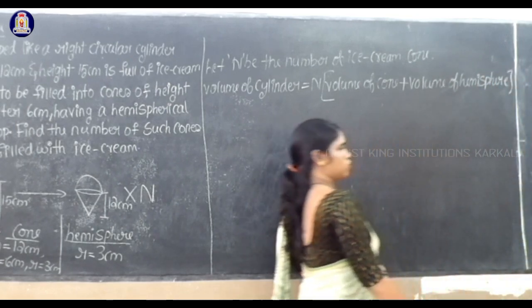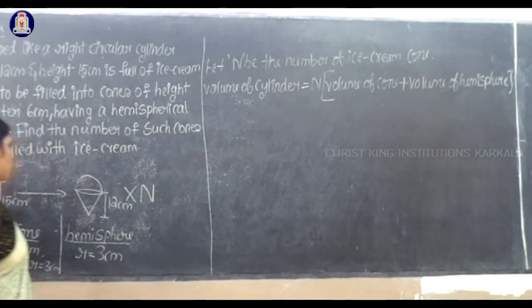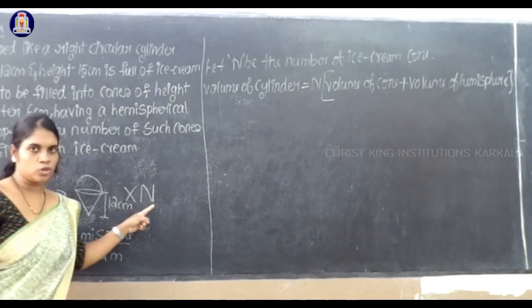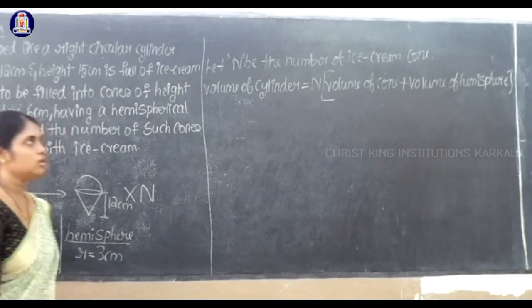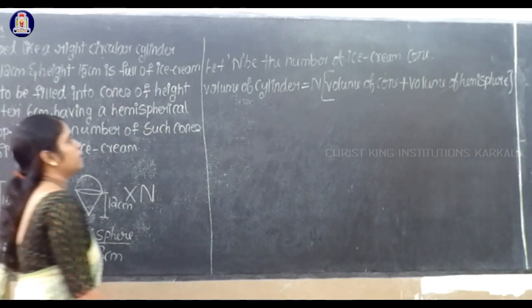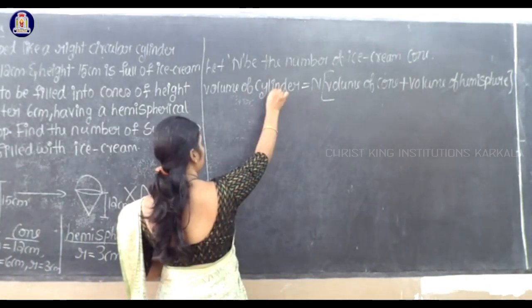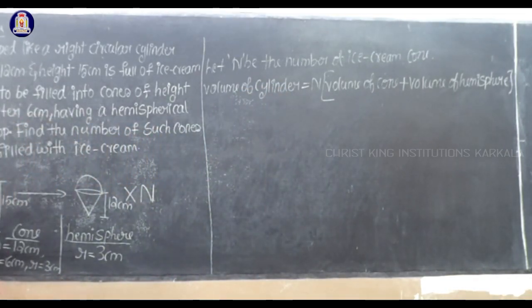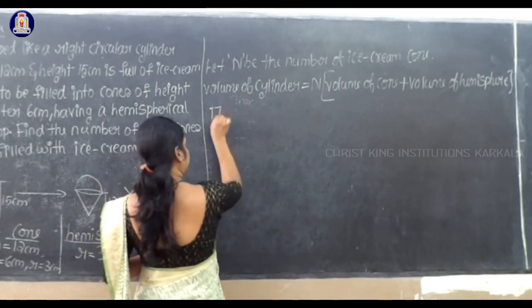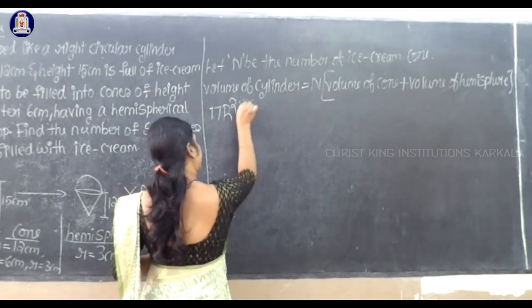This is your question. Understood now? See, the volume of this cylinder is equal to n into the volume of this cone plus hemisphere. So volume of cone plus volume of hemisphere. What is the formula for the volume of a cylinder? The volume of a cylinder is given by pi r square h.